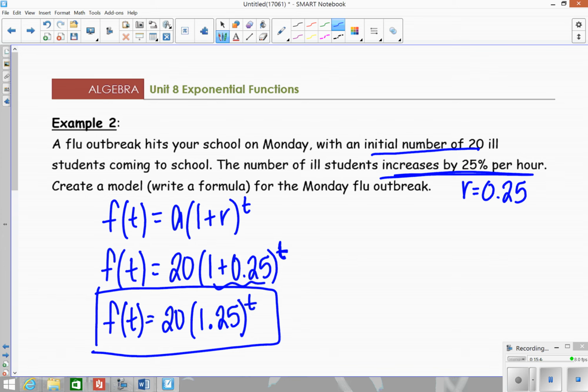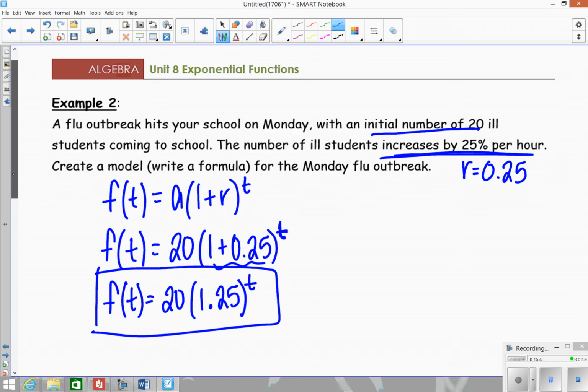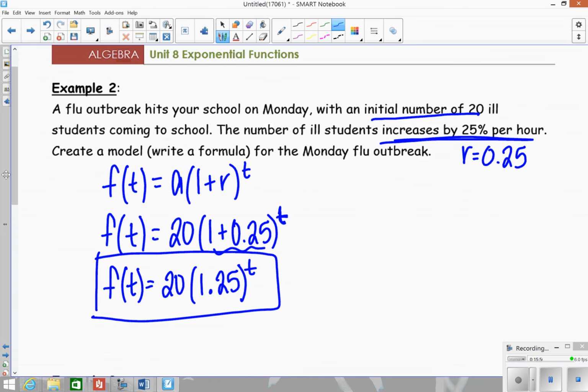So that's it for this one. That's all it wanted us to do. So let's go ahead. Before we move on, let t equal number of hours in this case, because it's 25% per hour. So we should at least have what our variable represents in this situation. So then let's move on to the next example. So example 3.